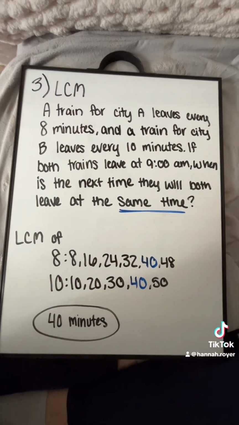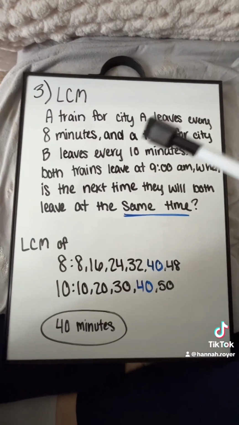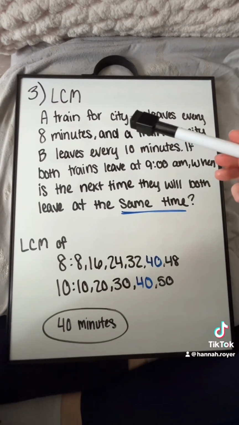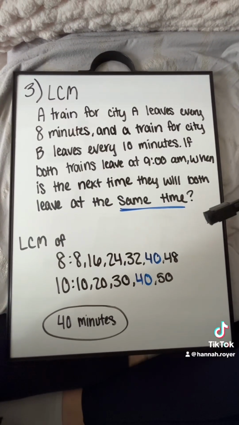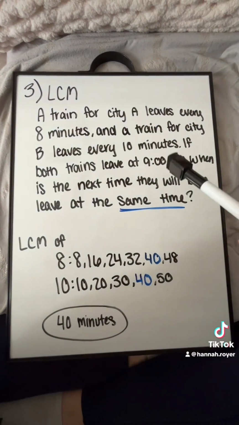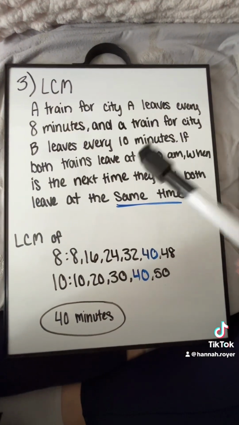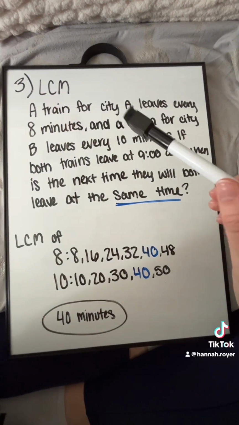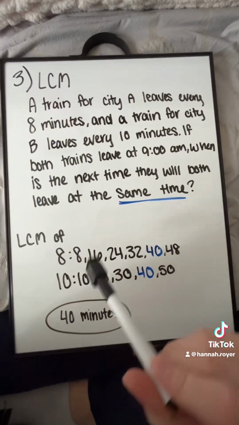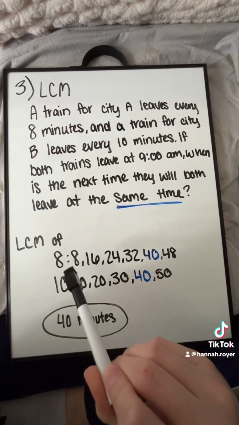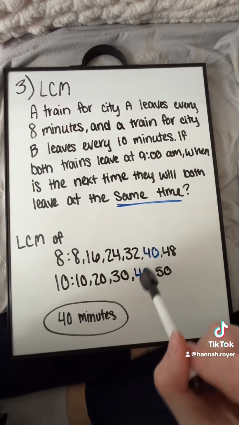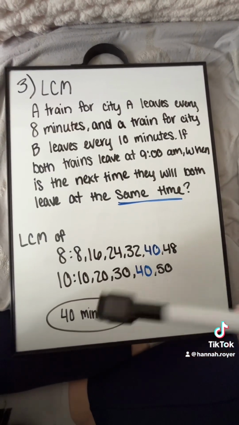I know this is an LCM problem because the number has to be greater than 8 and 10 in order for them to meet up again. It has to be bigger than 8 and 10. If it was a GCF, then it would be that number or less. So then I found the least common multiple, and it was 40. I listed them out, and that was the lowest one they had in common.